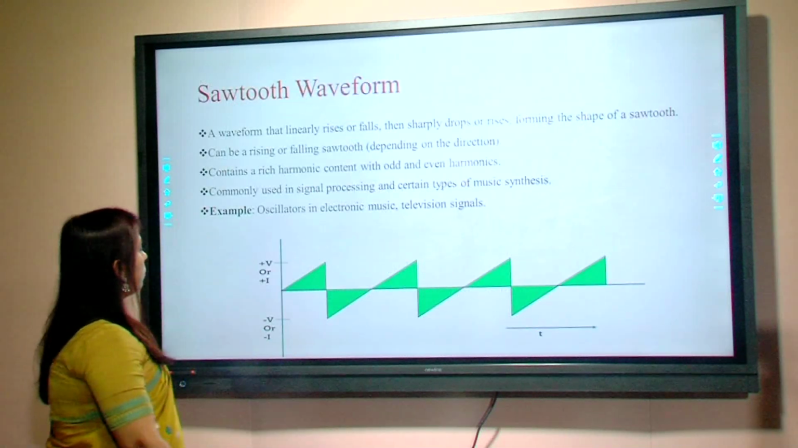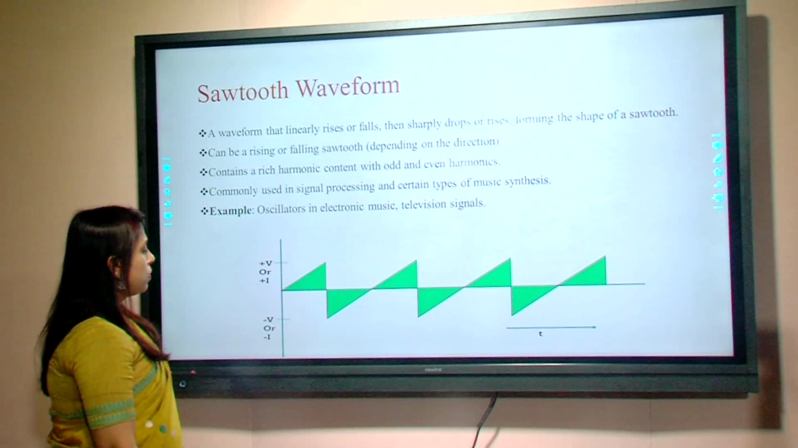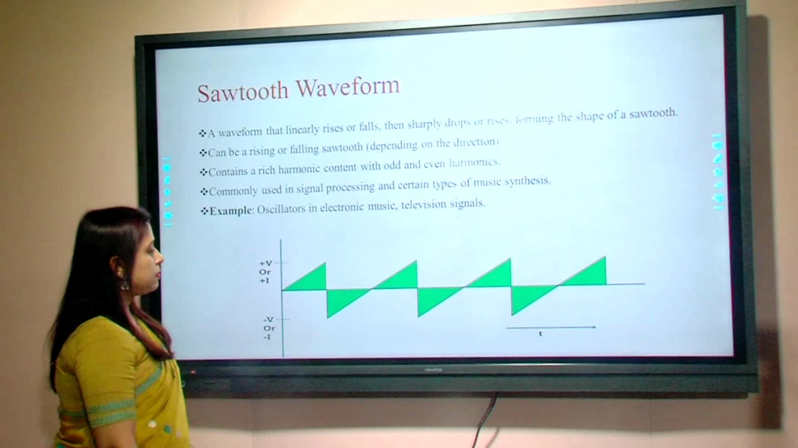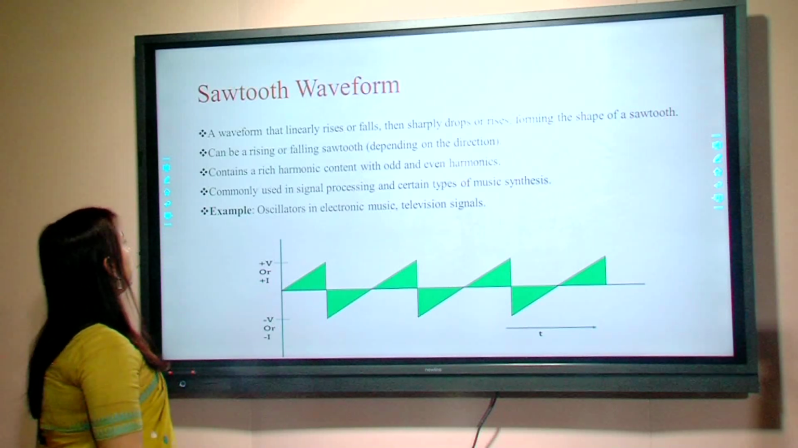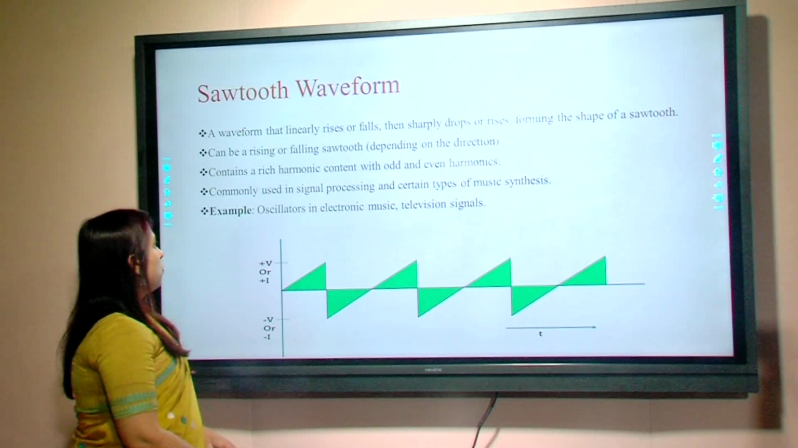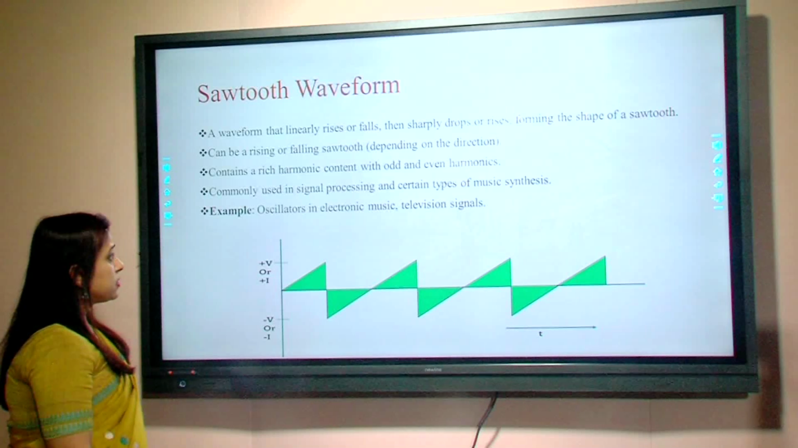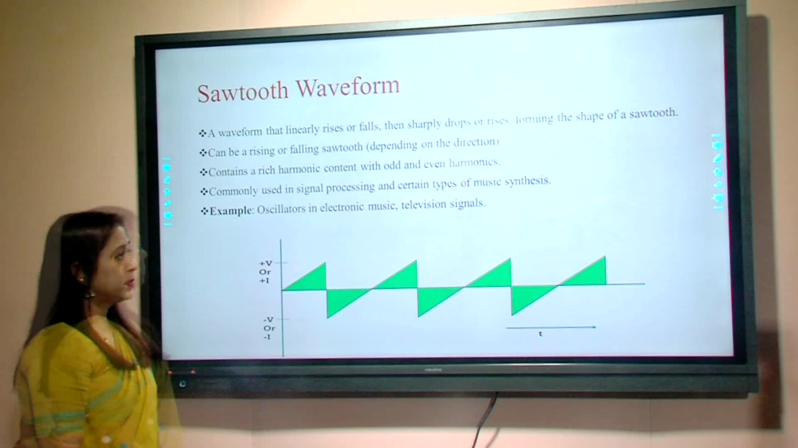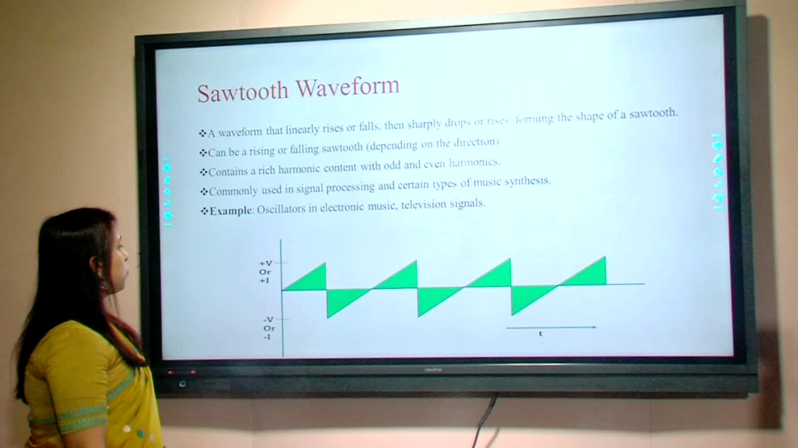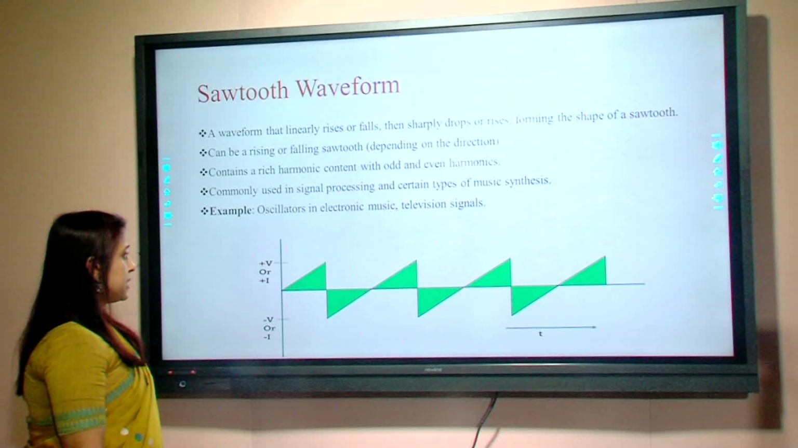The next type of waveform is said to be sawtooth wave, which is to some extent similar to the triangular wave. So here the waveform linearly rises or falls and then sharply drops or rises, forming the shape of a sawtooth. This kind of sawtooth waveforms are used in signal processing and certain music synthesis.